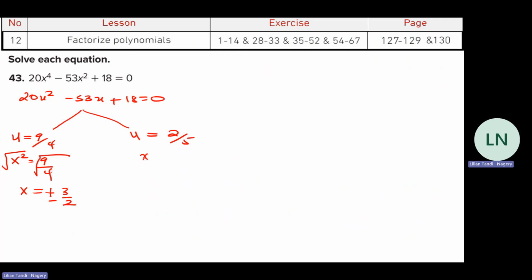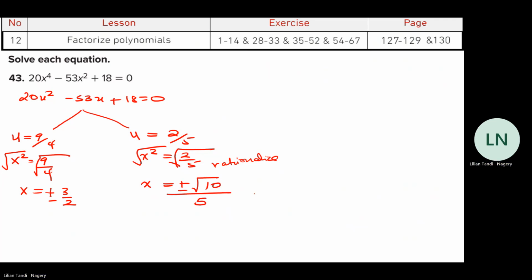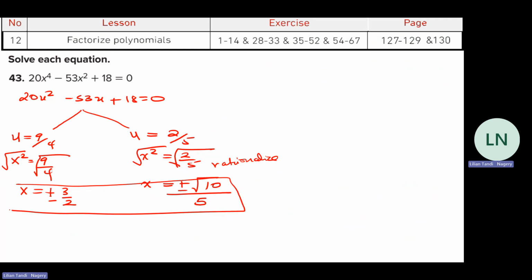So here you're going to have x squared equals 2 over 5, square root both sides. You're going to have x equals, make sure you rationalize your denominator. So this will give you plus or minus square root of 10 over 5. So you should have 4 roots, and there are your 4 roots.